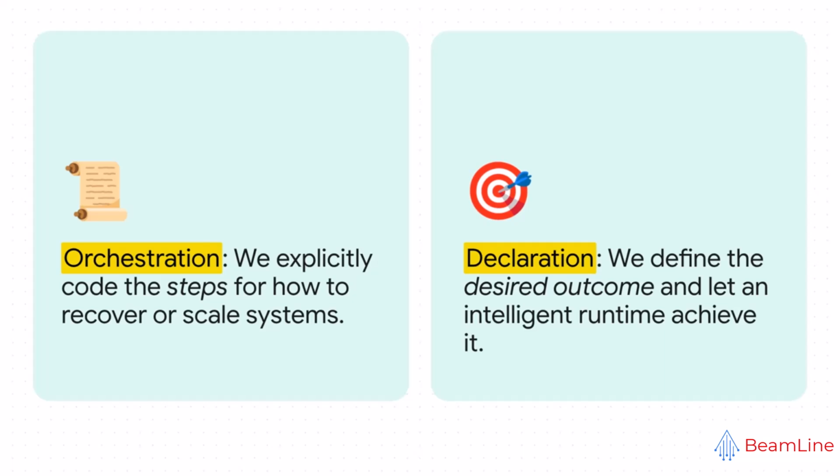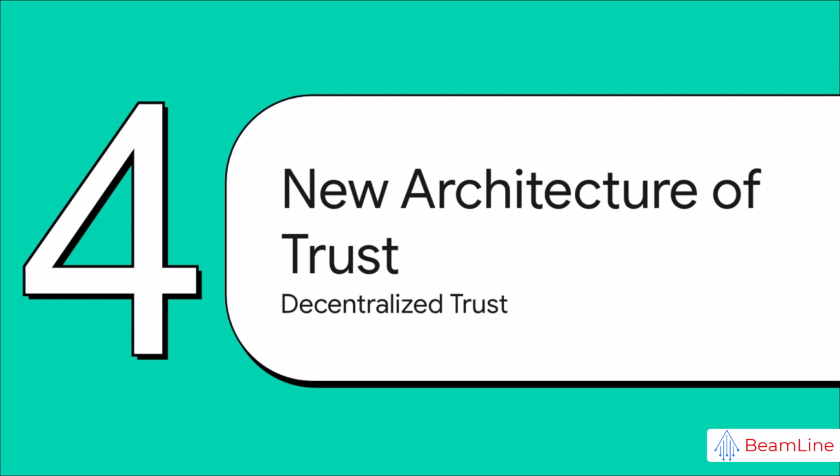The second shift is, honestly, even more profound. We're moving from orchestration to declaration. We used to have to write out step by step exactly how a system should recover from a failure. Now, we just declare the desired state. We just say, I want 5 copies of this service running. And we let an intelligent, adaptive runtime figure out how to make that happen and maintain it, no matter what fails.